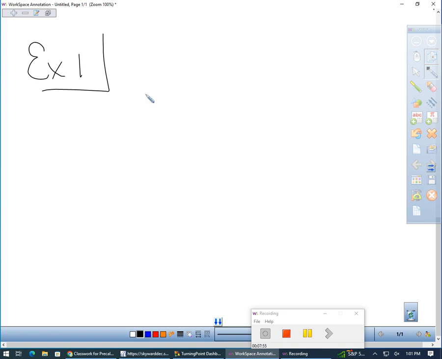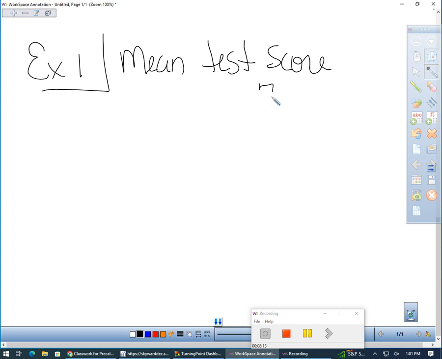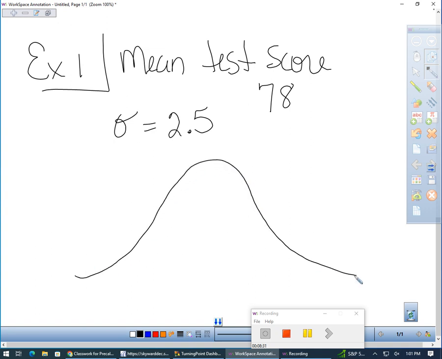So if I were to tell you that the mean test score on my test is a 78, okay? And it has a standard deviation, and I'll use this symbol this time, a standard deviation of 2.5. I want to show you exactly what that means. So on my bell curve, first of all, my mean is exactly here in the middle at 78.